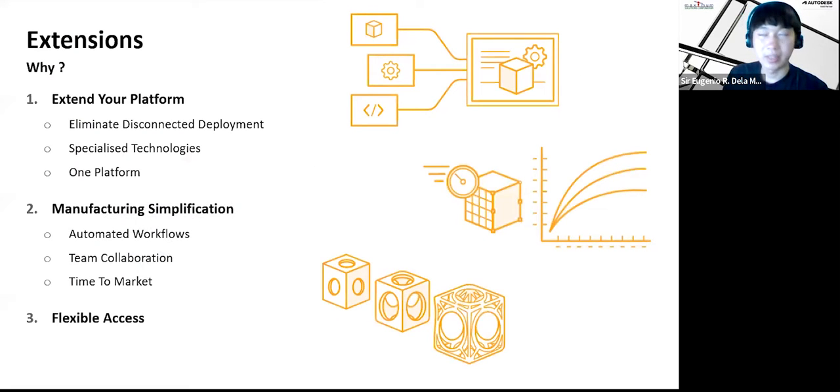Yeah, so let's start by a quick review sa ating mga extensions. So why do we actually have extensions? So yung extensions natin, ini-extend natin yung platform without needing to install additional software. So yung platform is the Fusion 360. So meaning as we have these extensions, we will automatically have these specialized technologies in Fusion 360 and eliminate disconnected deployment. So these extensions simplify our manufacturing workflows, improve yung ating operational efficiency by automating and optimizing yung ating mga workflows. And of course, with that, reduce yung ating time to market. Yan. So we can access these extensions through flexible access wherein gagamit tayo ng cloud credits only if we need them. But also we can access these extensions through subscription.